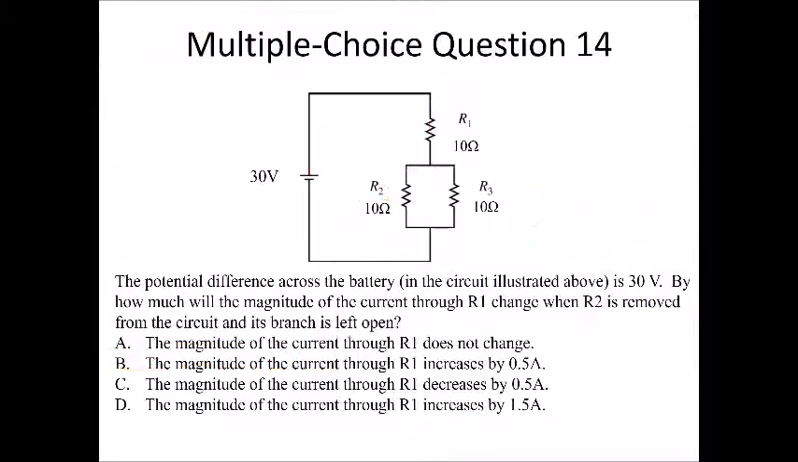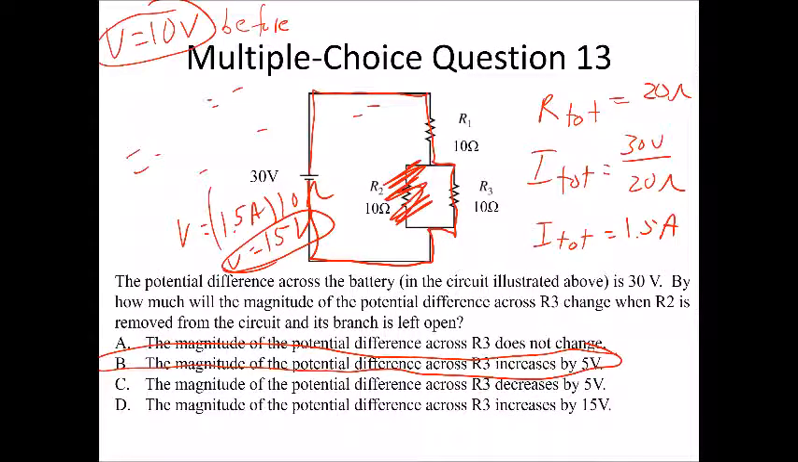All right, let's move on to multiple choice 14. It looks very similar to number 13. Same circuit. This time we want to know by how much the magnitude of the current through R1 will change when R2 is removed.